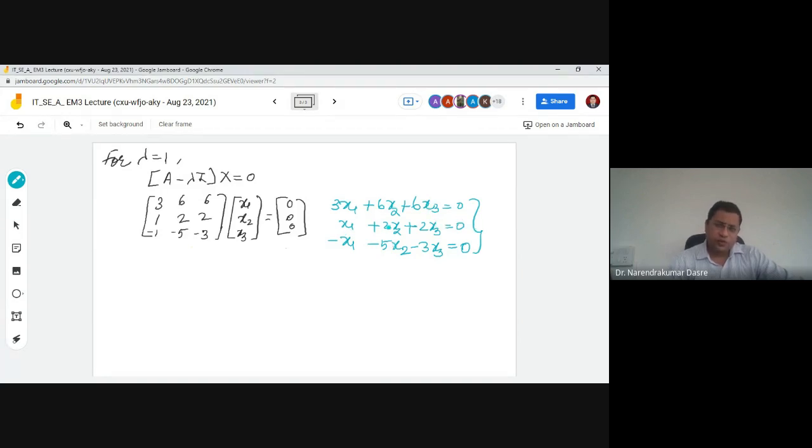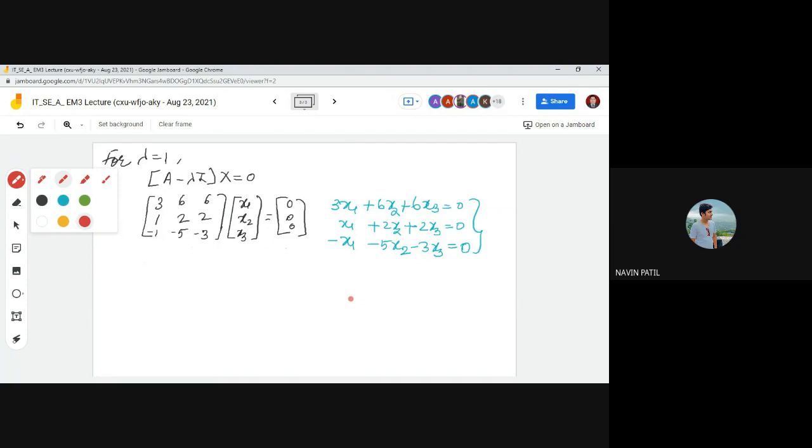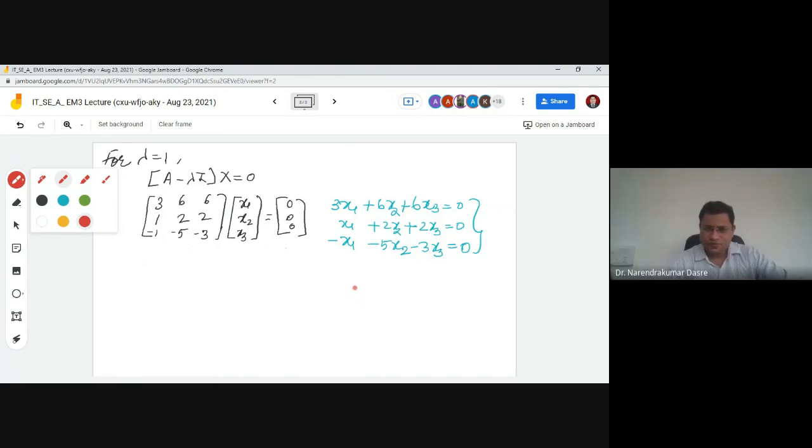So can you tell me how many distinct equations you can see? 3. 3 equations. Okay. So let us divide this equation by 3. So you get x1 plus 2x2 plus 2x3. Now can you tell me how many distinct equations you can see?